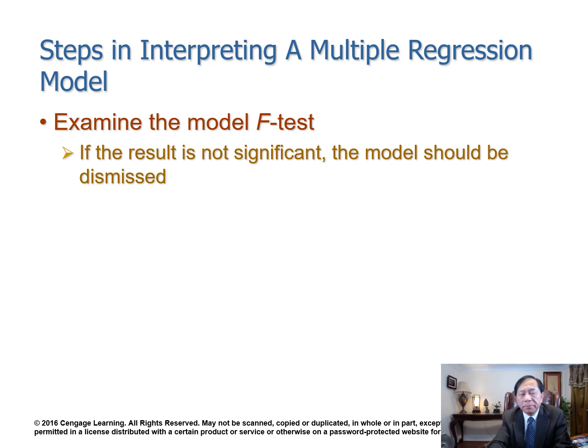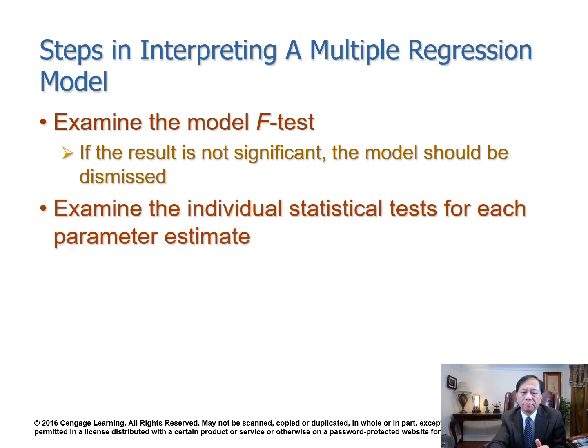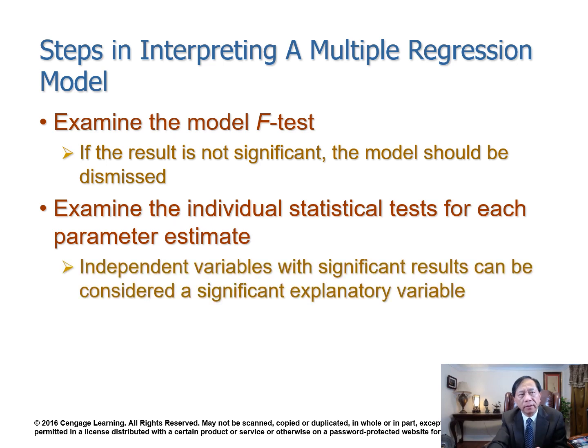Examine the steps in interpreting a multiple regression model. You need to examine the model's F-test. If the result is not significant, the model should be dismissed. The F-test needs to be significant. Then you examine the individual statistical tests for each parameter estimate. Independent variables with significant results can be considered significant explanatory variables. You may look at economic factors, price, advertising, consumers, and maybe some of them are significant, some are not. Then you determine which ones are significant.